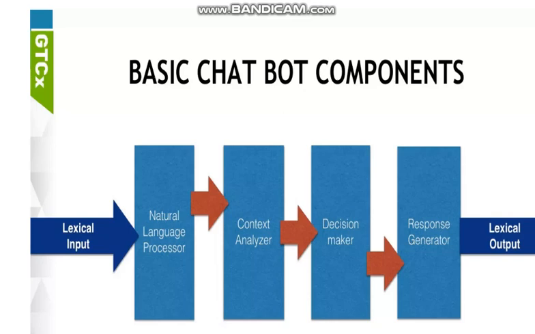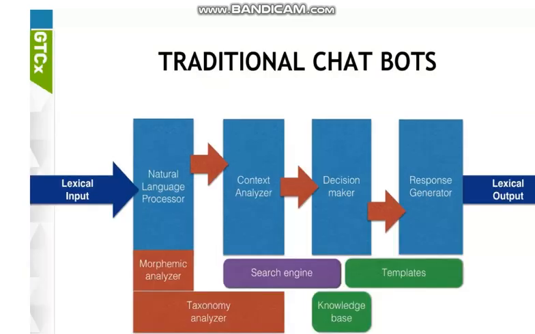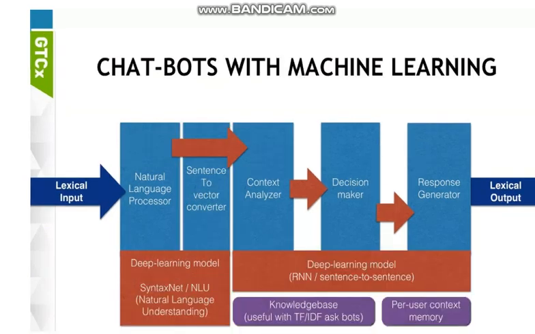Basic chatbot components: lexical input, natural language processor, context analyzer, decision maker, response generator, lexical output. Traditional chatbot: the same components, plus morphemic analyzer, search engine, templates, taxonomy analyzer, knowledge base. Chatbot with machine learning: natural language processor, sentence to vector converter, context analyzer, decision maker, response generator, deep learning model. Deep learning model RNN: sentence to sentence, knowledge per user to context memory.